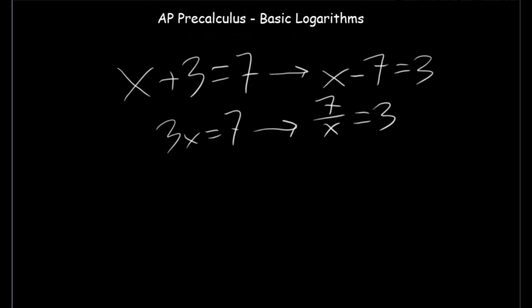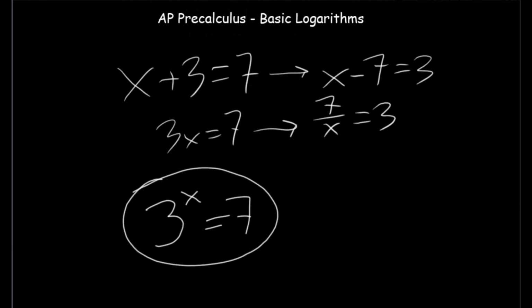Say we want to find the inverse of 3 to the power of x equals 7. How do we find the inverse of this? This is where logarithms come into play. The inverse of 3 to the power of x equals 7 is log base 3 of 7 equals x.